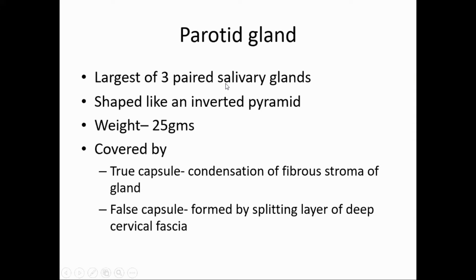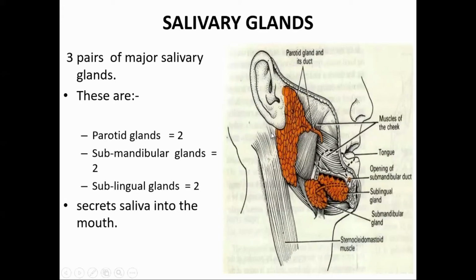Which is the largest salivary gland? Parotid. And its shape is like an inverted pyramid, which lies below the external acoustic meatus. The weight of the parotid gland is about 25 grams. And this parotid gland is covered by a capsule. They are the true and the false capsule.